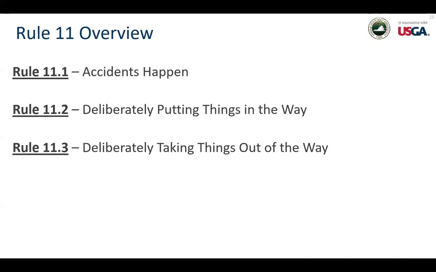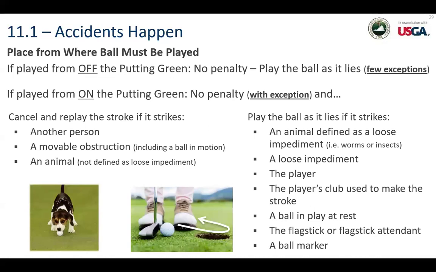So we're going to try to summarize each of these sections in the next few slides here. So 11.1, a lot of words on here, we'll kind of tiptoe our way through it. Again, accidents happen. So we're only talking about accidental deflections of a ball that is in motion. So the place where the ball must be played and whether or not there's going to be a penalty. First, if the ball is played from off the putting green, so anywhere except the putting green, there's going to be no penalty, and we're going to play the ball as it lies.